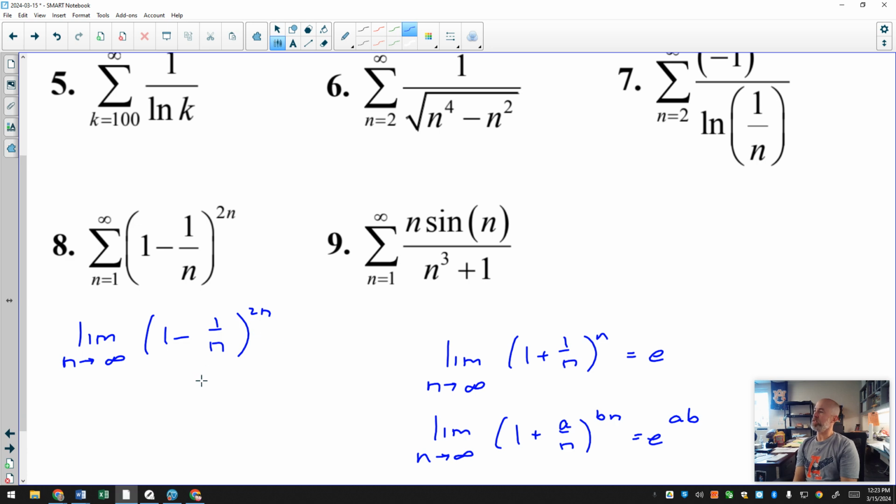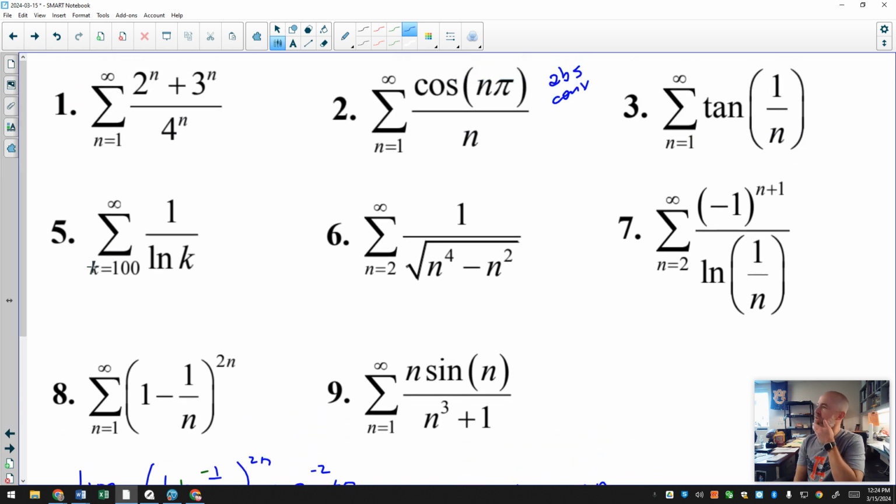So what is a for this one? -1, right? Because that's minus a 1. That's the same as plus a -1 over n. And b is 2, which means this is going to equal e to the -2 power. Is that 0? Nope, not 0. This diverges. And I would not have expected y'all to recognize that yesterday, because maybe this is now the second time that I've brought it back to your consciousness. So let's look at some of these others.